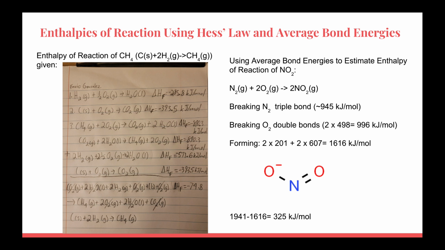And the reason we're subtracting the average bond energies of the ones formed is because forming bonds requires releasing energy. So those are exothermic reactions. And breaking bonds is going to be an endothermic reaction. So to break a bond, you need to input energy into the system.